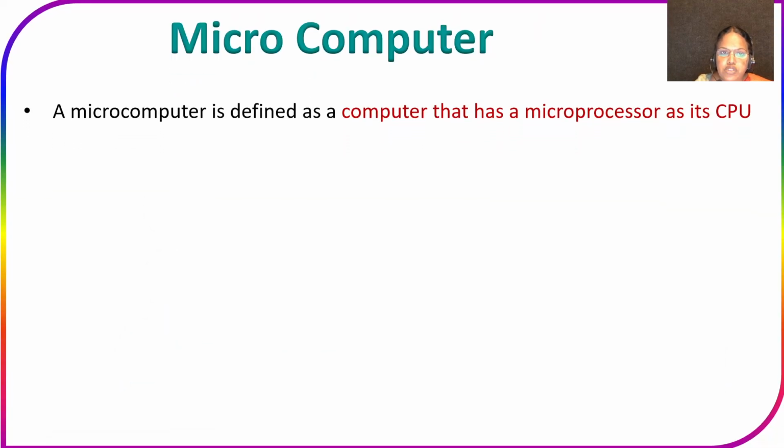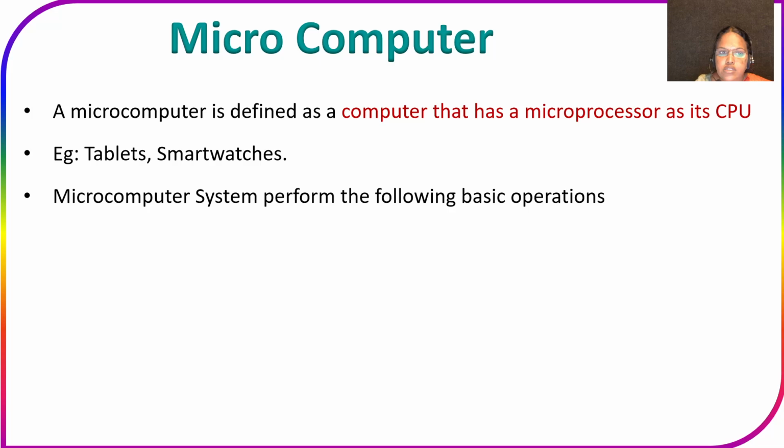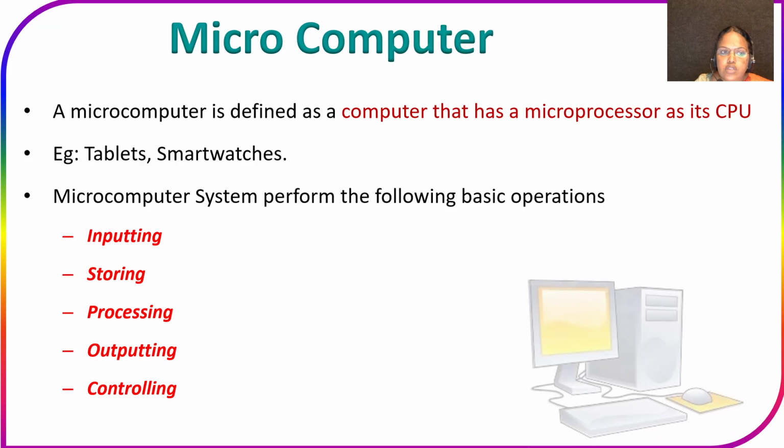A microcomputer is defined as a computer that has a microprocessor as its CPU. It is used in tablets and smartwatches. A microcomputer system performs the following basic operations: inputting, storing, processing, outputting and controlling. Let me discuss how it is processed.